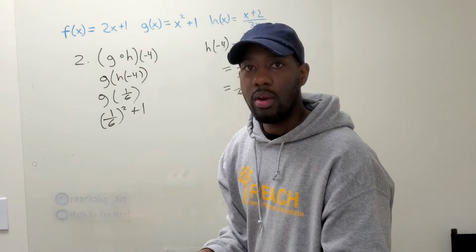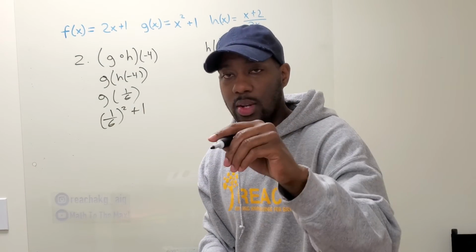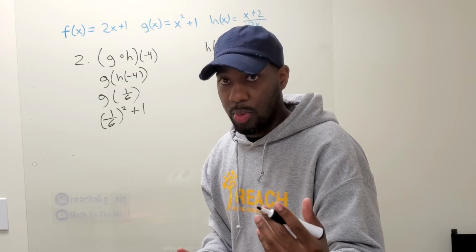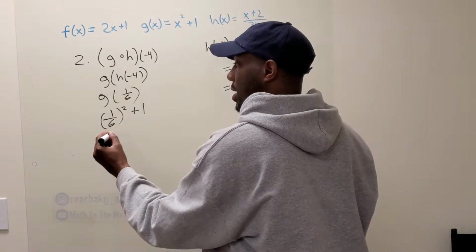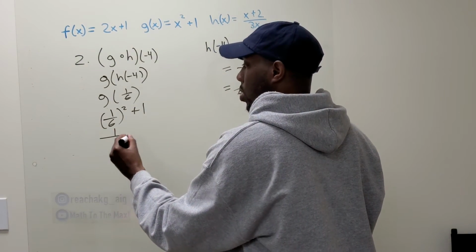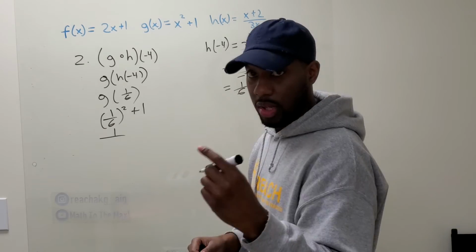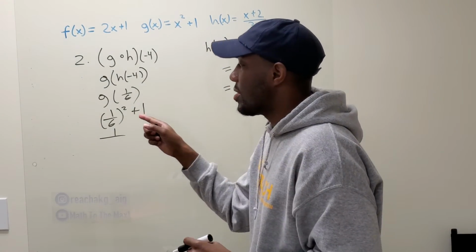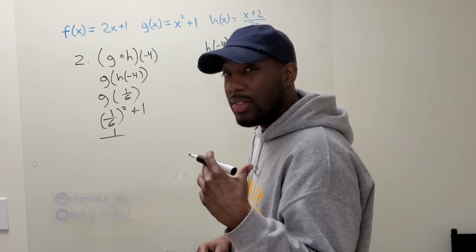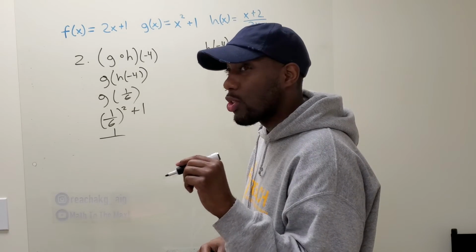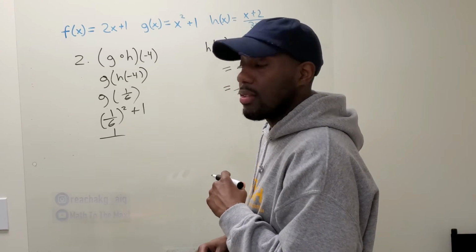Now, when you square a fraction, that just means multiply numerator times numerator, same numerator times same numerator, same denominator times same denominator. So 1 times 1 is 1. 6 times 6 is 36.